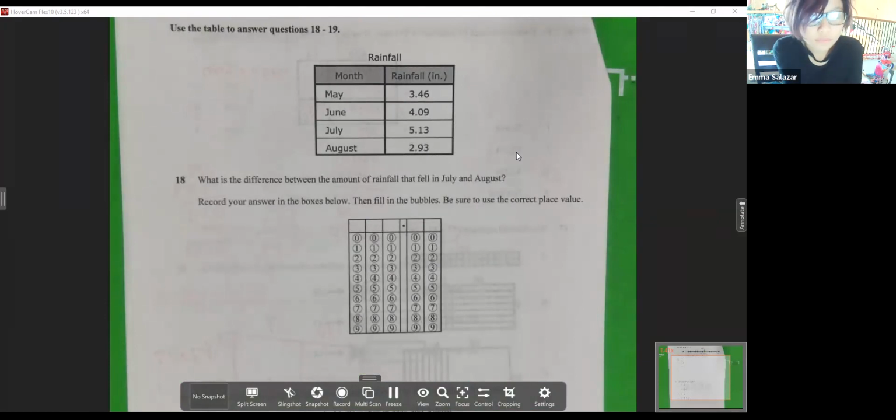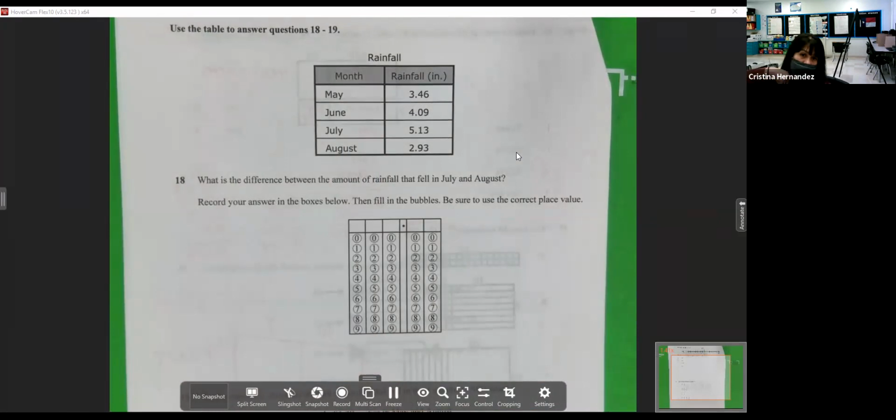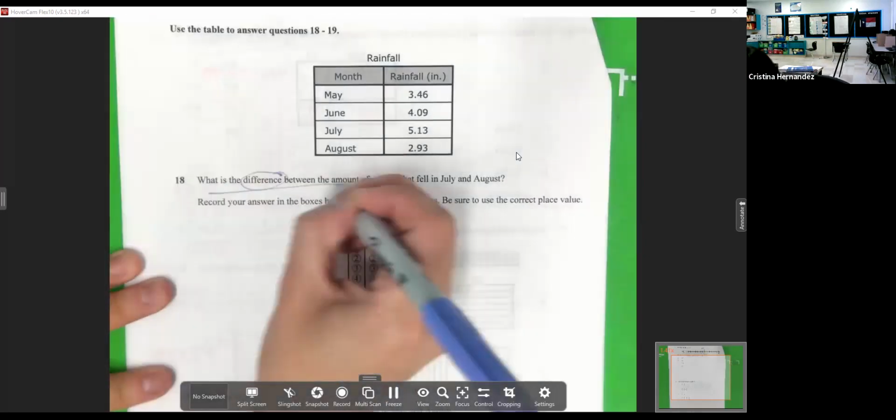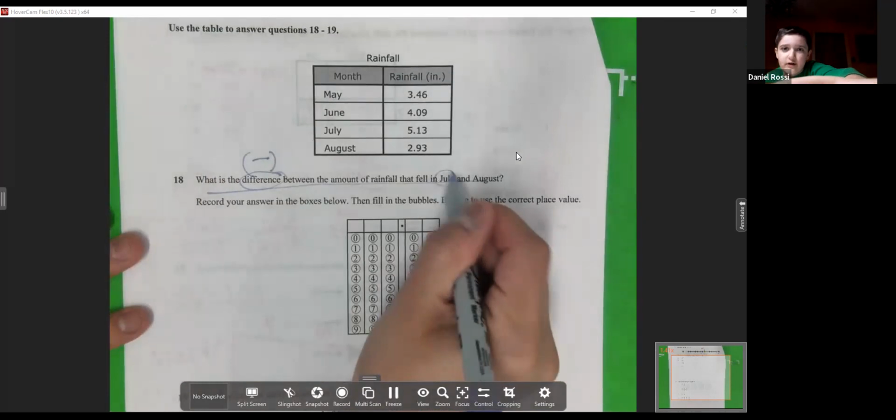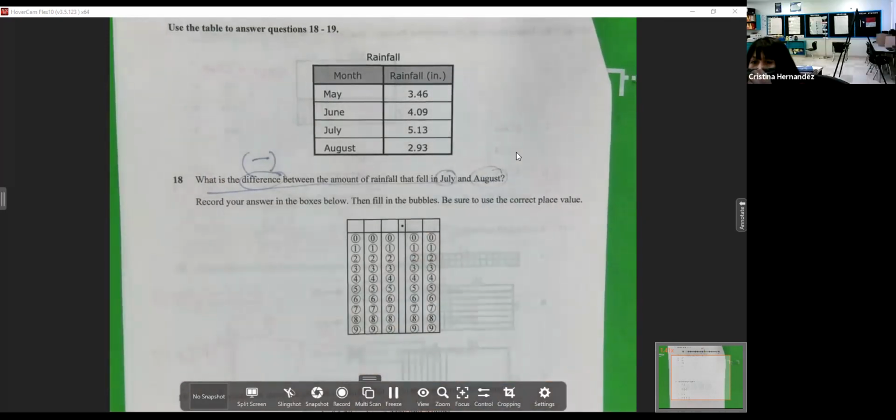So, this table is for 18 and 19. What is the difference between the amount of rainfall that fell in July and August? What does difference mean? A keyword, difference. The word difference means to subtract a number from another number that is higher.